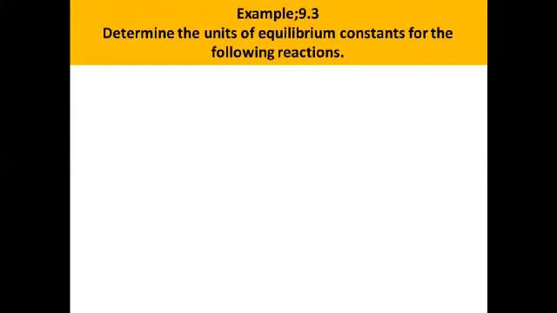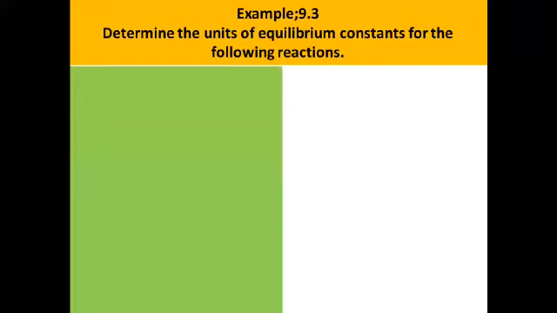Example 9.3: determine the unit of equilibrium constant for the following reactions. There are some reactions, and for those reactions we have to find out the unit of Kc. The first example is hydrogen reacting with iodine to form hydrogen iodide. What is the first step? The first step is to write the Kc expression for this reaction.